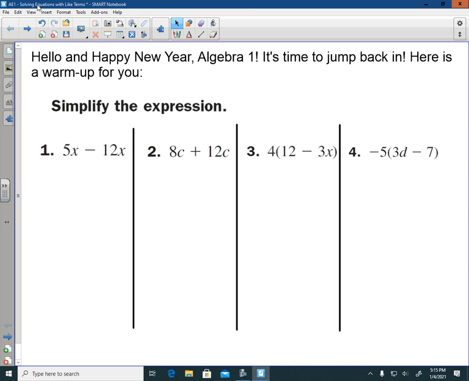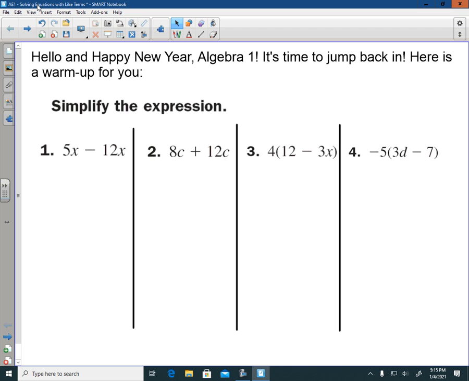So in order to simplify this expression, we're going to be using one of two skills. One is combining like terms, and the other one is the distributive property. And sometimes you'll end up using both in an equation or an expression. So let's take a look at number one. The way you know which one to use is whether or not there's parentheses. If there's parentheses, you're probably going to use the distributive property. If there's no parentheses, you're probably not.